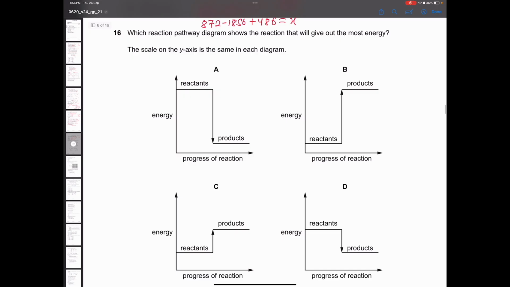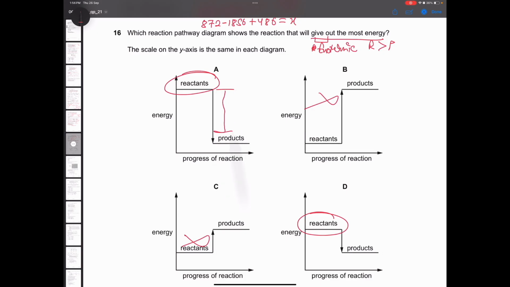Question 16. They're simply asking you which out of these four will give out the most energy. First of all, giving out, so it should be an exothermic reaction. And we know that in exothermic reactions, reactants have more energy than the product. So reactant should be on top. So option B and C already get cut. Now you simply look at the greatest energy difference. In A, the energy difference is more. So the answer will be A.